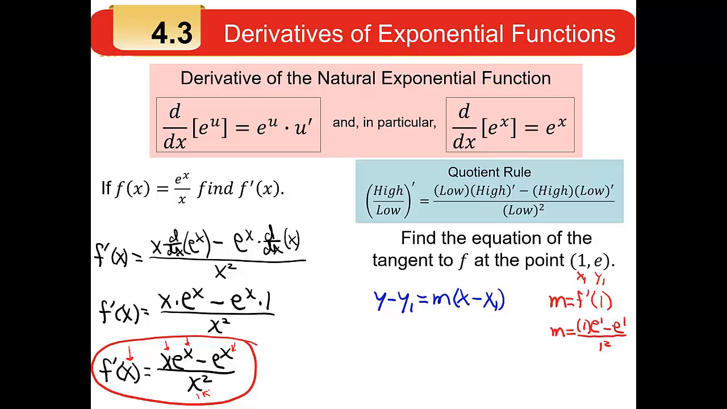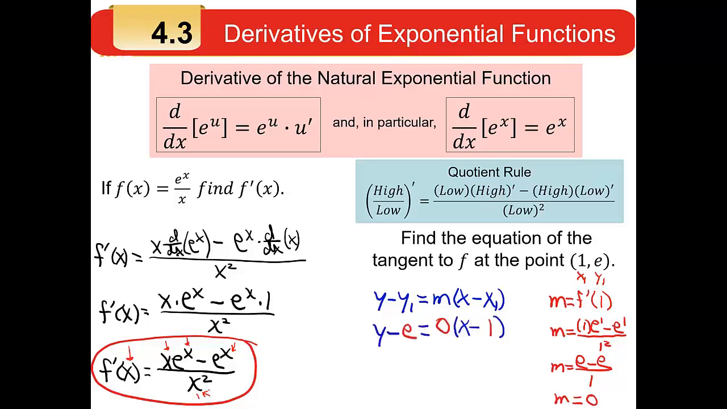So if you plug 1 in for x, you get 1 times e to the 1 minus e to the 1 all over 1 squared. Well, 1 times e to the 1 is just e to the 1. So what you end up with is e to the 1, which is just e. You get e minus e up top. Well, e minus e is 0, so you end up with a slope of 0. That tells you it's a horizontal line.